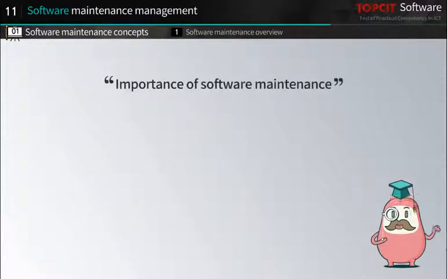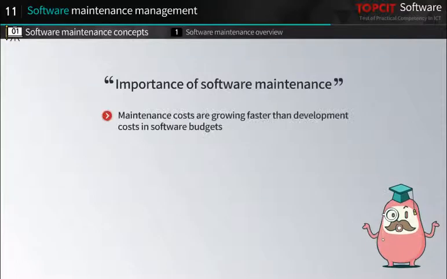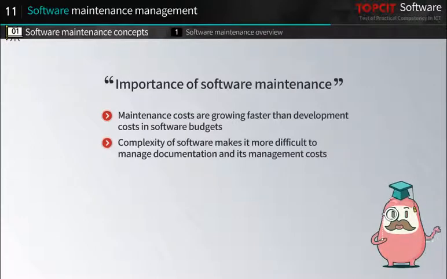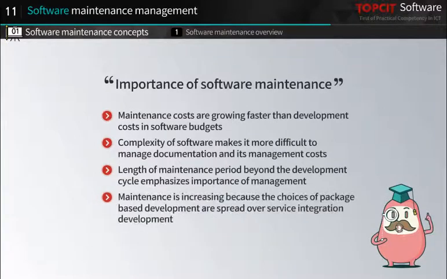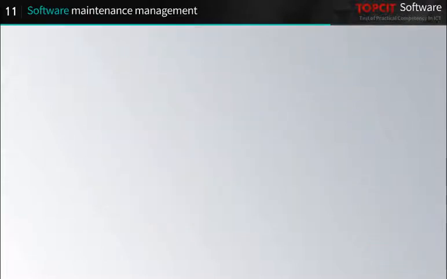Software maintenance is also a very important step for the following reasons. First, maintenance costs are growing faster than development costs and software budgets. Second, the complexity of software makes it more difficult to manage documentation and its management costs. Third, the length of maintenance period beyond the development cycle emphasizes the importance of management. Finally, the maintenance is increasing because the choices of package-based development are spread over service integration development.